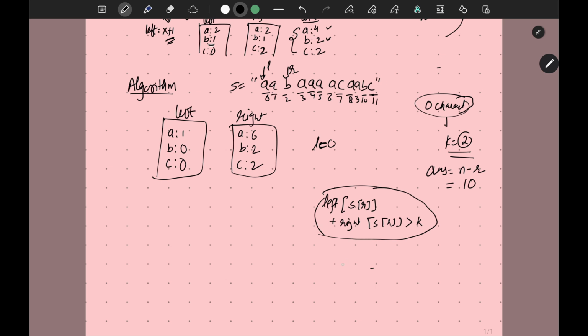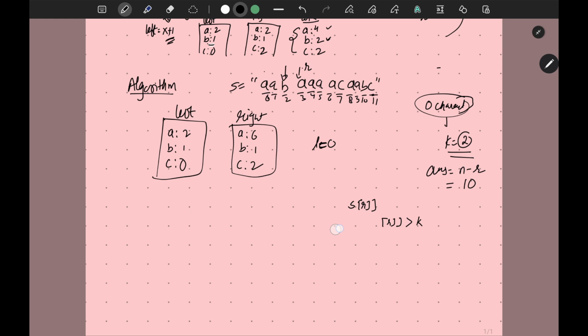So we will check if left of SR plus right of SR is greater than K, then move the right pointer. Other case would be what? Okay, so we move it here. Now let's say when L was here, and let's say when R is here, we would have two A's, one B, and we would have one B here. This would be the configuration.